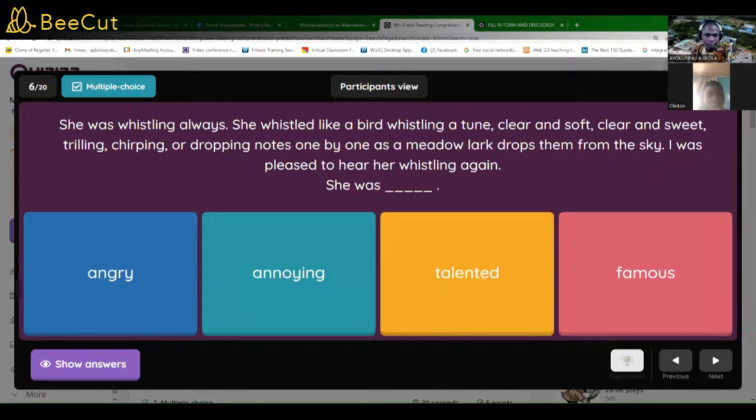She was whistling always. She whistled like a bird, whistling in tune, clear and soft, clear and sweet, thrilling, chipping or dropping notes one by one as a meadow lark drops them from the sky. I was pleased to hear her whistling again. She was talented.